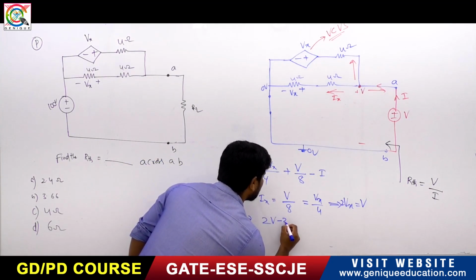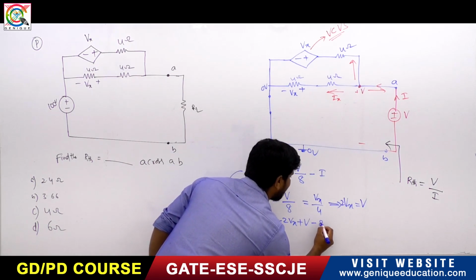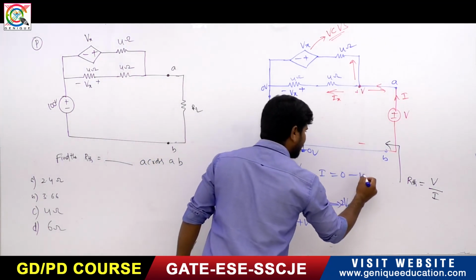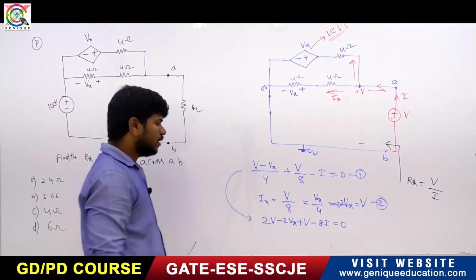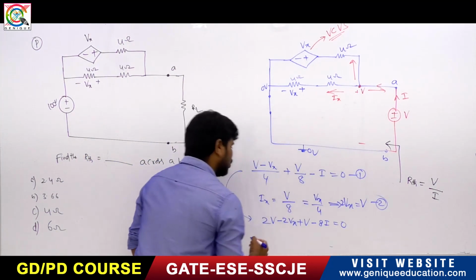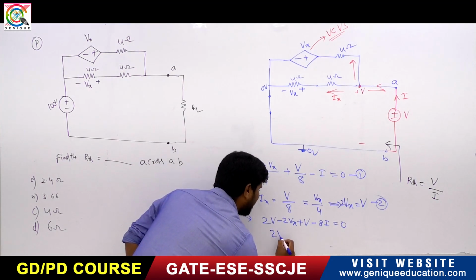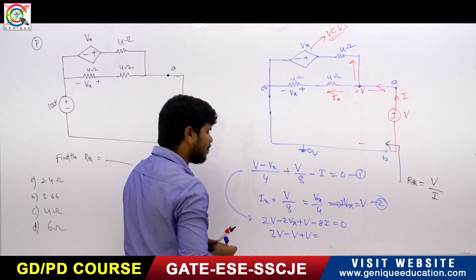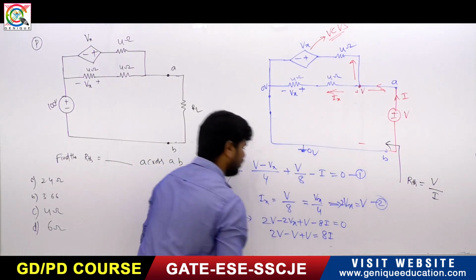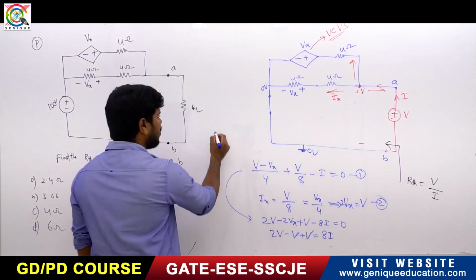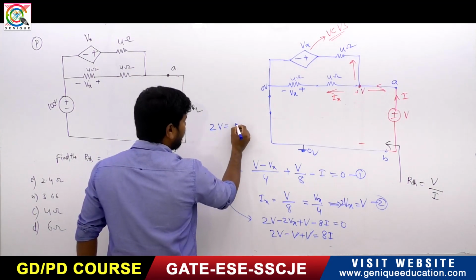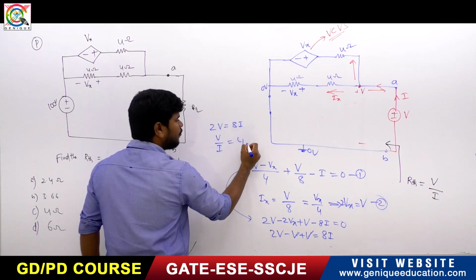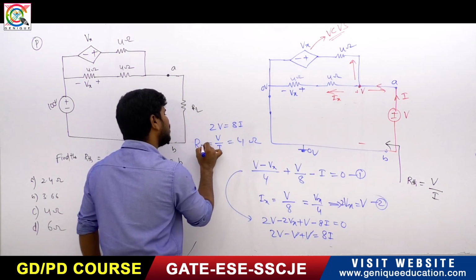If we simplify this, from this, what you can write is 2V minus 2Vx plus V minus 8I is equal to 0. This is equation 1 and this is equation 2. So from this, what is 2Vx? 2Vx is V only. So 2V minus V plus V is equal to 8I. Right? V and V get cancelled. So here 2V is equal to 8I. So V by I is equal to 8 by 2. It is 4 ohms. So it is equal to what? R Thevenin.